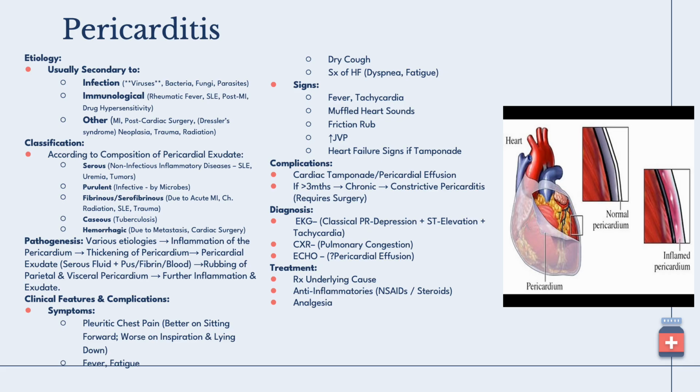So diagnosis on EKG, you're going to have the classic PR depressions and diffuse ST elevations and tachycardia. Chest x-ray, there could potentially be pulmonary congestion present. Echo may have pericardial effusion present. Treatment, it's really about treating the underlying cause, anti-inflammatories such as NSAIDs or steroids, and analgesics. For Dressler syndrome, we prescribe colchicine.